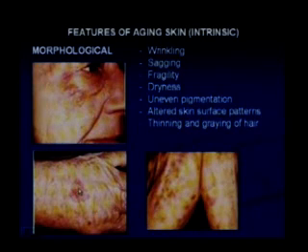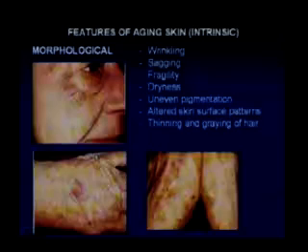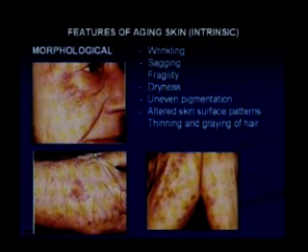Dryness is a component of the aging skin because of changes taking place in the epidermis, which becomes abnormal with impaired functions. That's why the dryness is there. Uneven pigmentation can be seen on the skin, particularly in the third slide, where one can find hyperpigmentation, hypopigmentation, or lentigines. Hypopigmentation is usually seen in the elderly in the form of idiopathic guttate hypomelanosis.